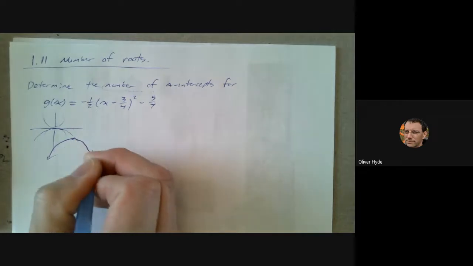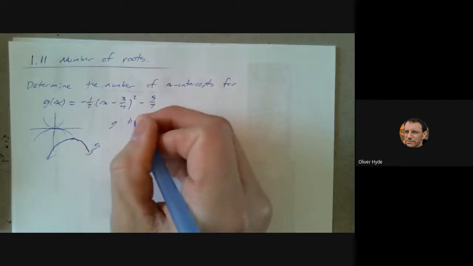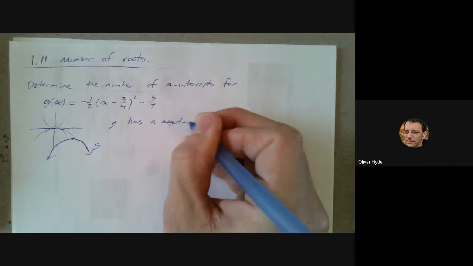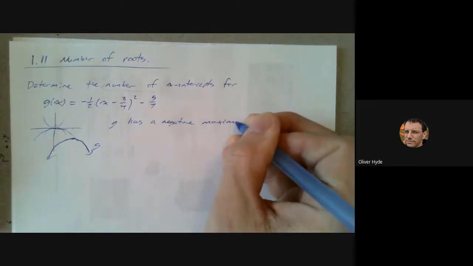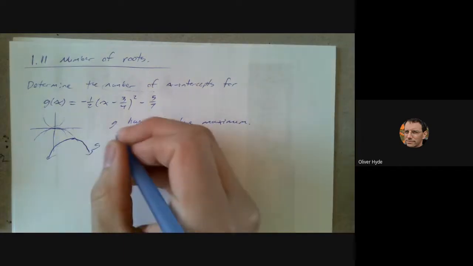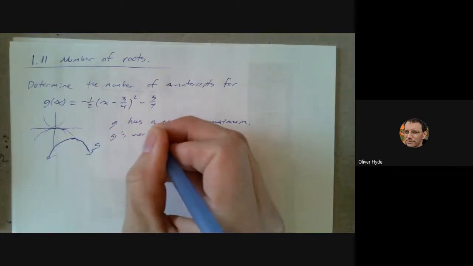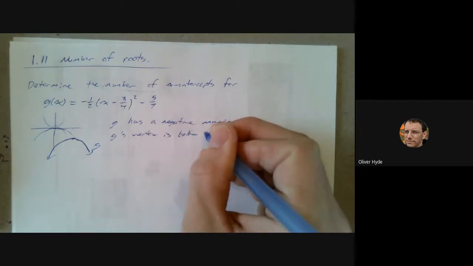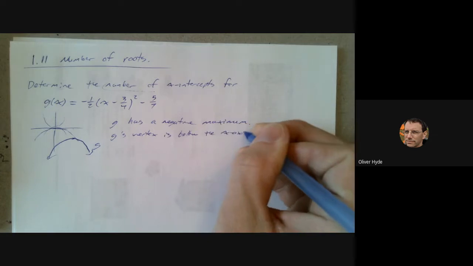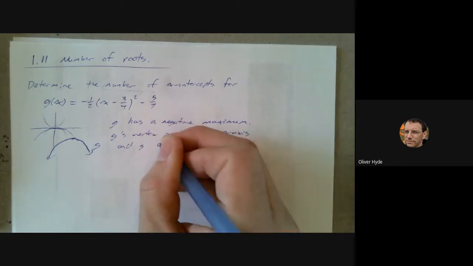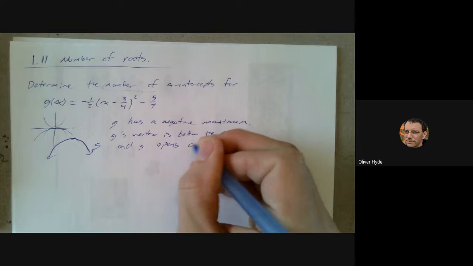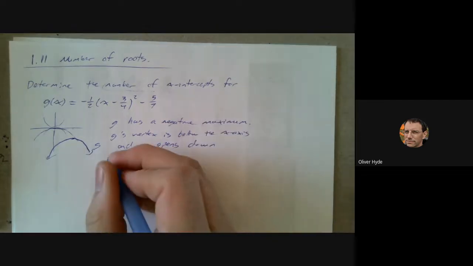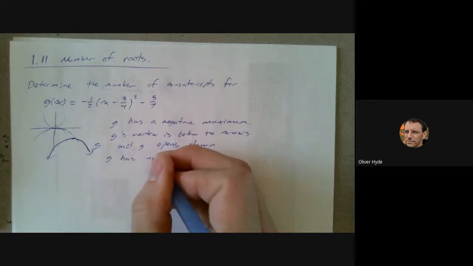So we can communicate this: g has a negative maximum. Or I could point out on my sketch and say, notice that g's vertex is below the x-axis, and g opens down. And for either one of these reasons, I should be able to say, look, g has no x-intercepts.